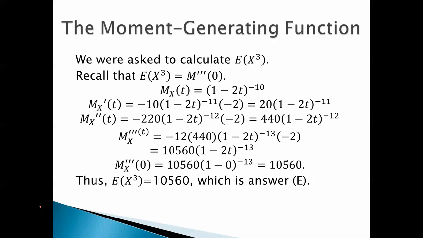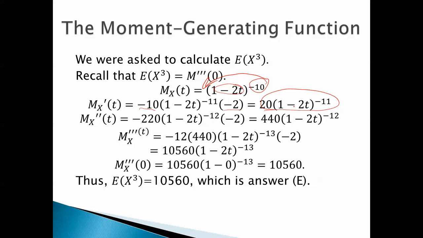So m sub x prime of t will be negative 10 times (1 minus 2t) to the negative 11 times negative 2. And here's where that comes from. Again, this negative 10, when we take the derivative, comes out front. That explains this negative 10. And as for where this negative 2 comes from, that's just the derivative of the stuff inside parentheses. That's just going to be negative 2. So when we simplify that, we get 20 times (1 minus 2t) to the negative 11.